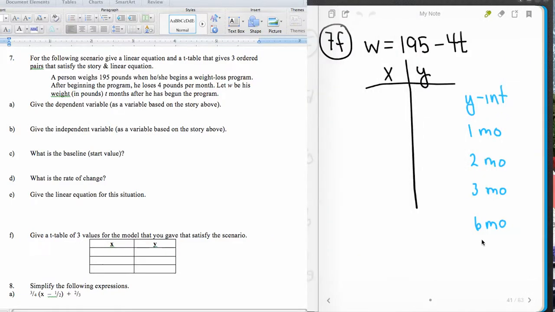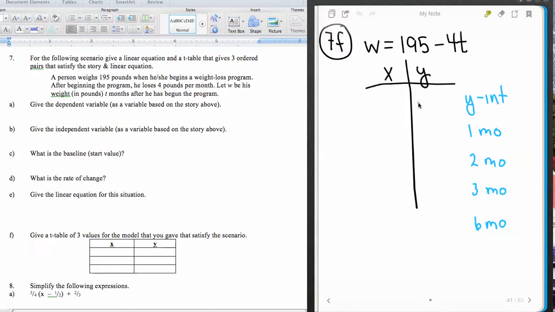Now we can go on and answer part E or part F, which is to make a table of values. So the first value that makes sense is our y-intercept, 0, 195. And then we can put in 1 month. So at 1 month, this is equal to 4. So 195 minus 4. So at 1 month, we have 191 pounds. And then at 2 months, that would be 8 pounds, right? 2 times 4, which is 8. So 195 minus 8. So that would be 190 minus 3 more. So at 2 months, we would have 187.